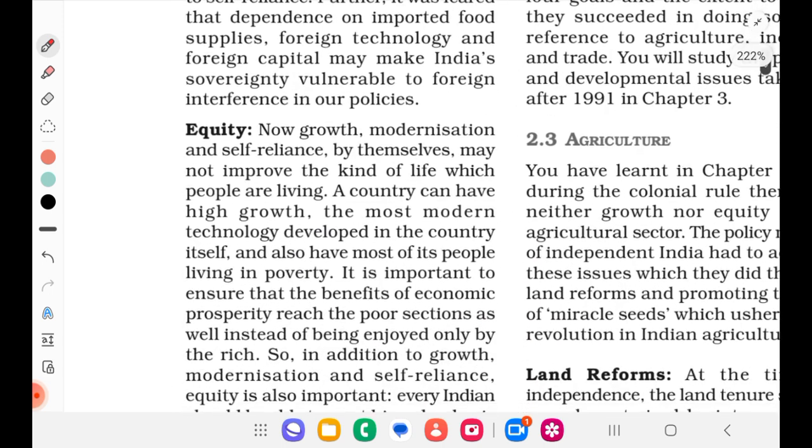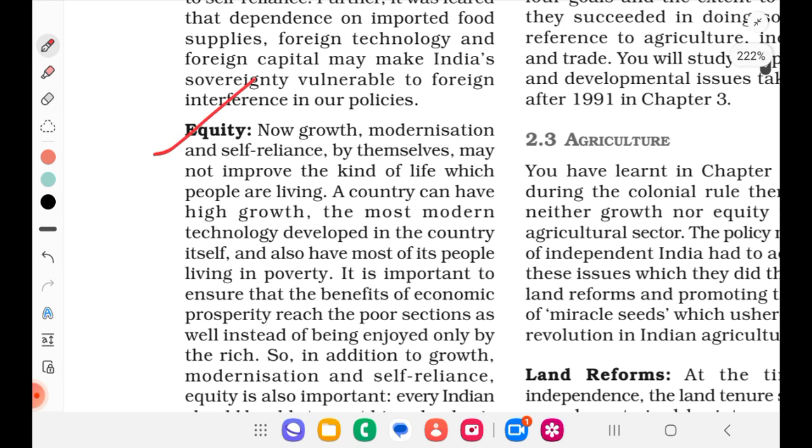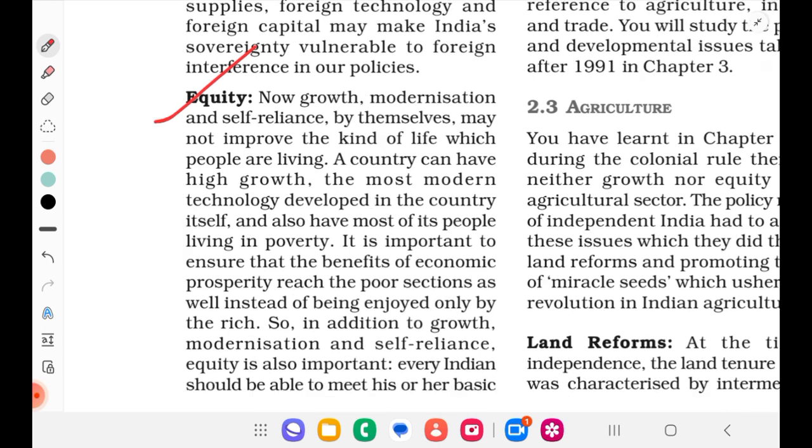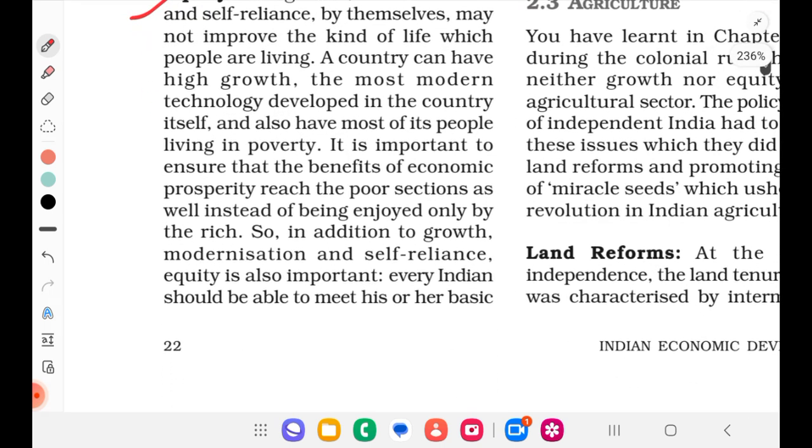Equity. Now, growth, modernization and self-reliance by themselves may not improve the kind of life which people are living. A country can have high growth, the most modern technology developed in the country itself, and also have most of the people living in poverty. It is important to ensure that the benefits of economic prosperity reach the poor section as well, instead of being enjoyed only by the rich.